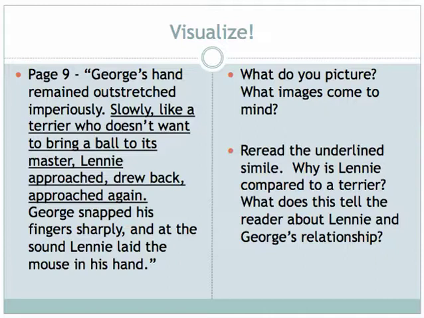You probably came up with something about how you can tell that George is the leader in the relationship. George like a master and Lenny like a dog, and the way that they interact. When we visualize this, it gives us some more information, and we can see that George is in charge.